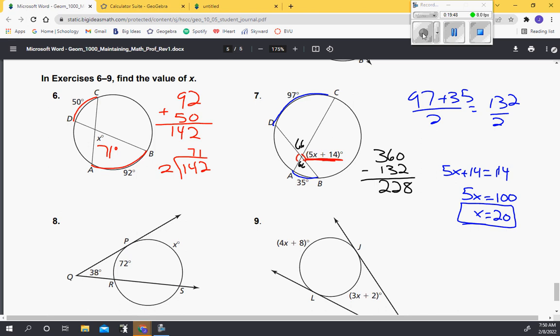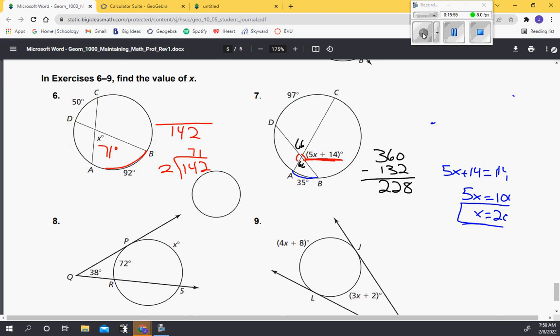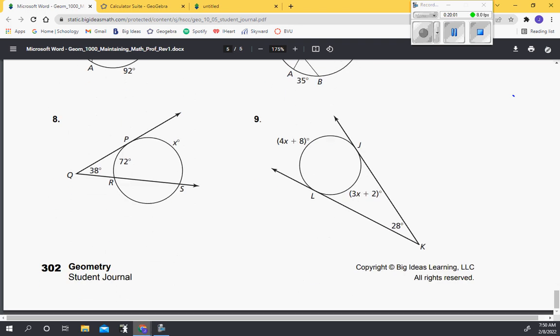So that problem was a higher level problem, but it's something that you can do. I promise you can do it. All right, I think we're on to our last two here.